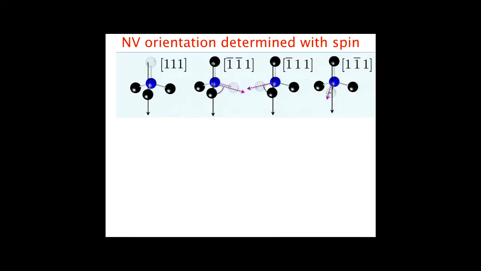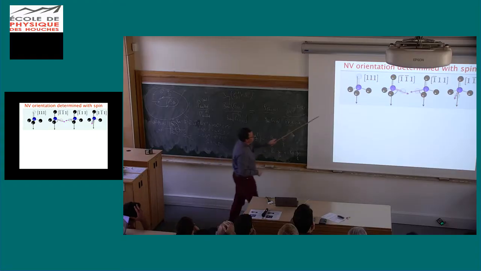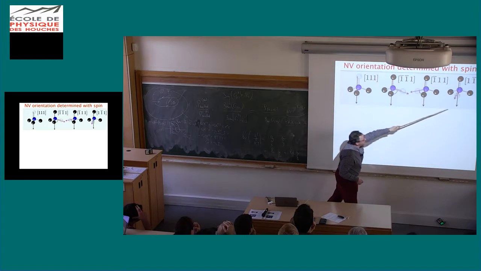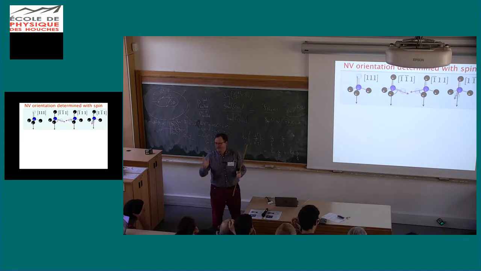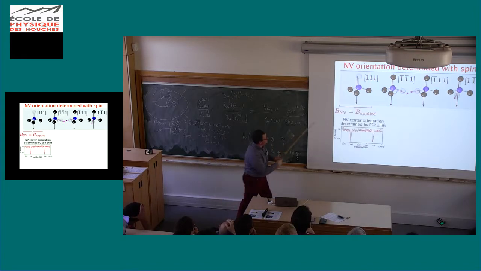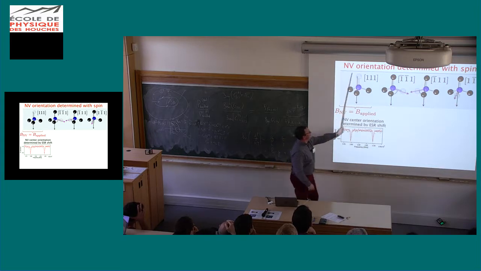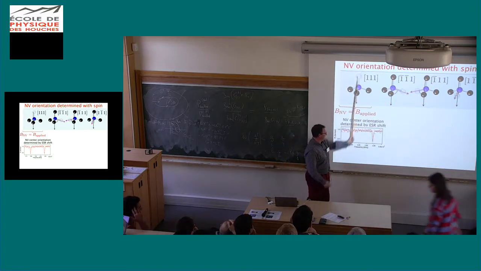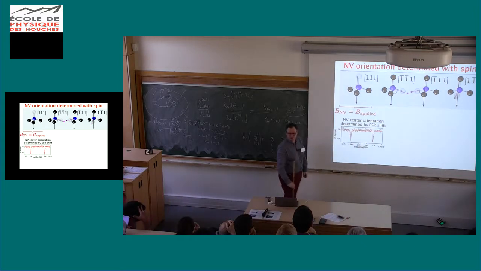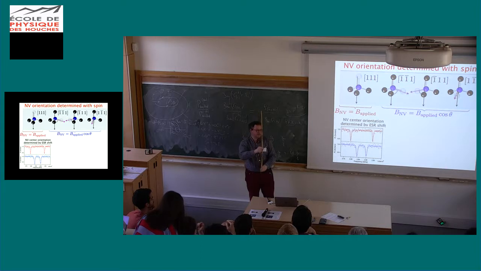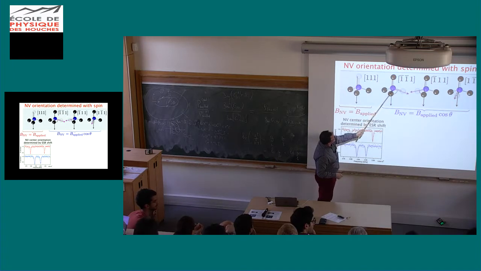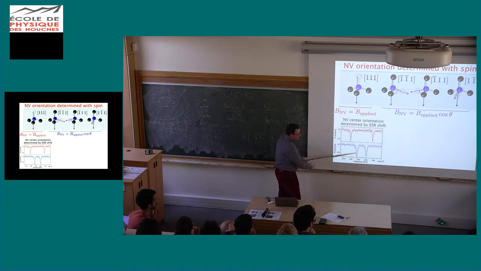And to do that, we use again the influence of a magnetic field. If we apply a magnetic field on these different possible orientations, we will measure the projection of the B field onto this axis, due to the Zeeman effect. So in that case, the magnetic field is exactly parallel to the orientation of the axis, and we can determine that this will induce a large Zeeman shift in the spin resonance spectrum. And for the other three possible orientations, we expect to have a smaller Zeeman shift.